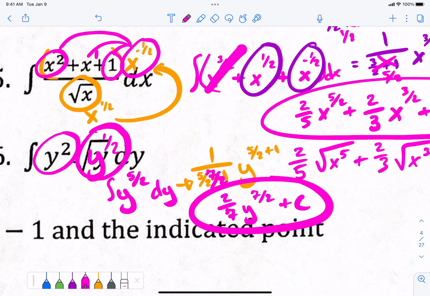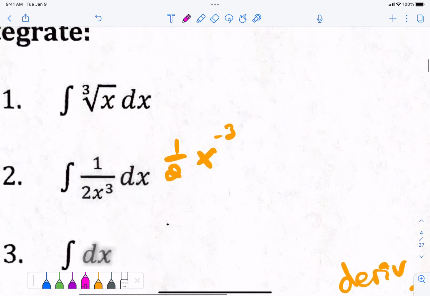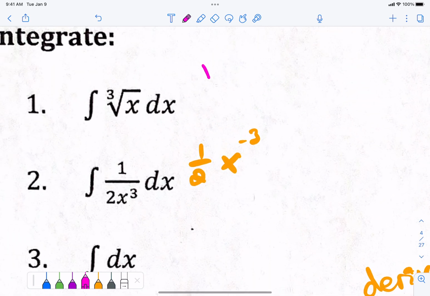So anyway, okay? 5 and 6, there you go. Do the rest of them. This is x to the 1/3. Okay? 1 over n plus 1. x to the n plus 1. 3 over 4 x to the 4/3.